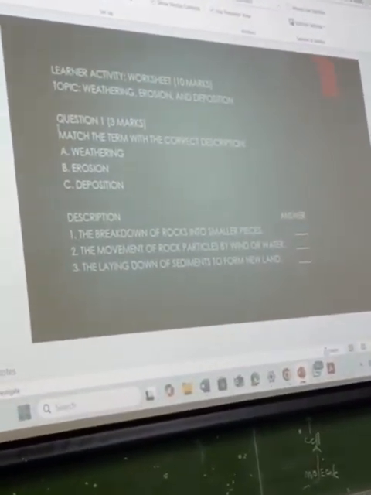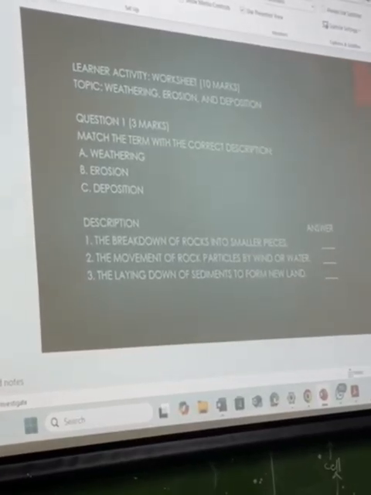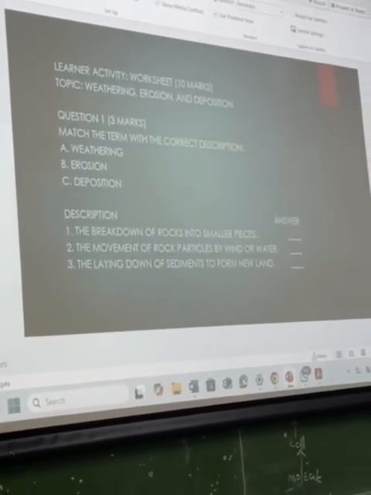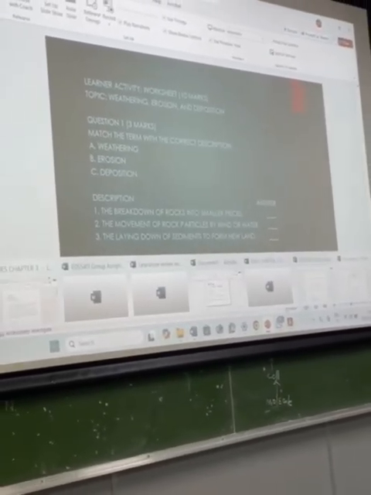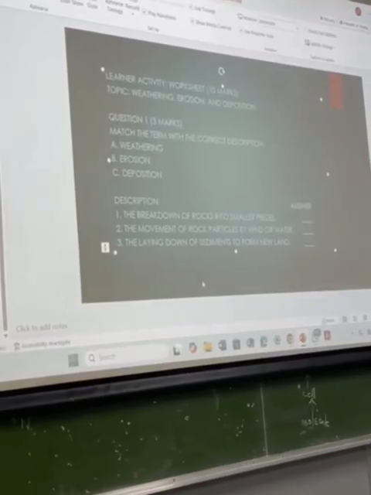So this is the activity that I need you to do, not at home, but in class right now. This is a learner activity, as you can see there. The topic is weathering, erosion, and deposition. The first question: match the term with the correct description. So weathering, and then you match it with the correct description. So please, class, focus on this activity. Thank you.